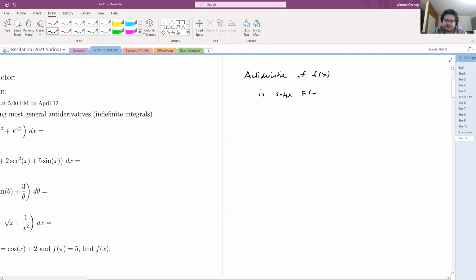capital F of x such that taking the derivative of the capital function gives you the lowercase function. So it's a convention that we use where we use the capital version of a function name to denote the antiderivative. But yeah, so this property is what defines being an antiderivative. And being an integral is pretty much the same thing.